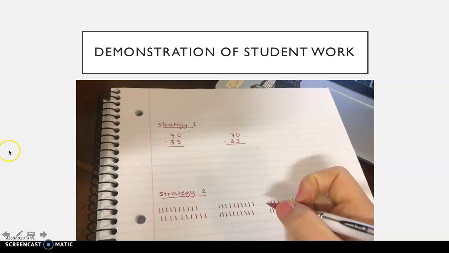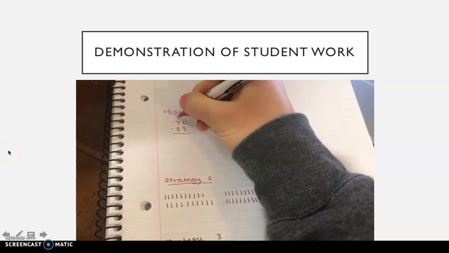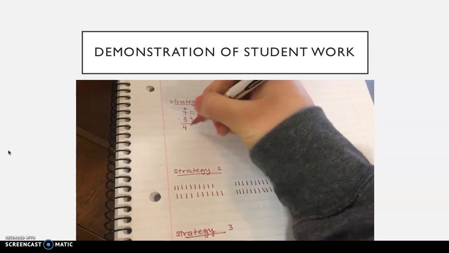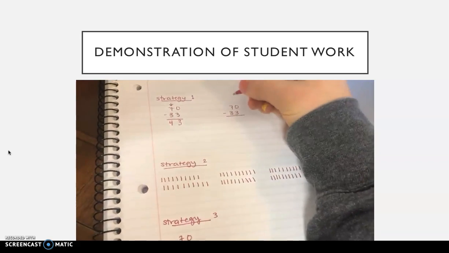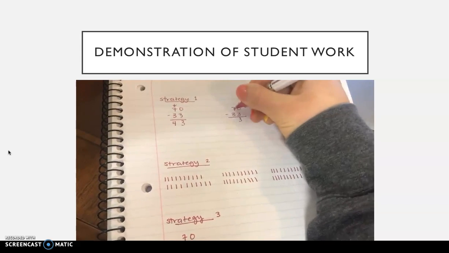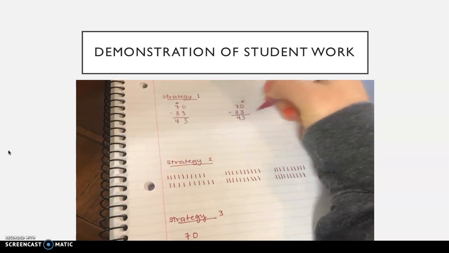So in the first problem, the student started in the tens place and subtracted 7 minus 3 to get 4, and then 3 minus 0 to get 3. Or they started in the ones place and did 3 minus 0 again, and then 7 minus 3, which would have resulted in the same answer, 43.